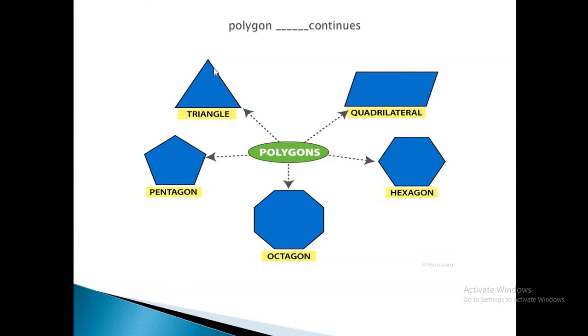Okay, the triangle has 3 sides, but if one side is missing in this triangle, we do not call it a polygon. Because of the end to end connected points, we form a closed loop, and then we call it a polygon.